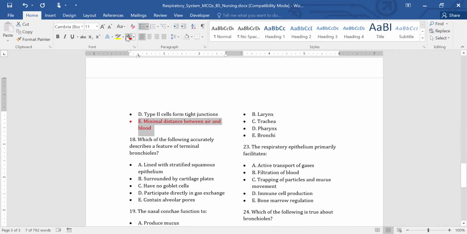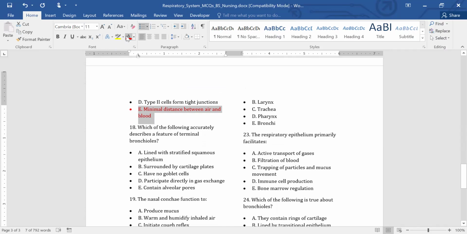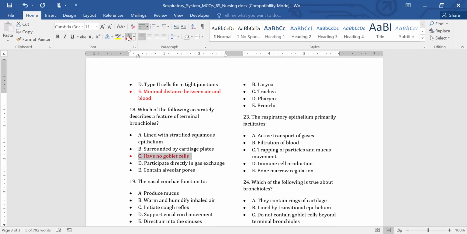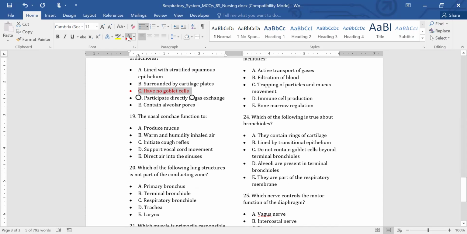Which of the following accurately describes a feature of terminal bronchiole? It is lined by stratified squamous epithelium. No. It is surrounded by cartilage plates. No. It has no goblet cells. Participate directly in gas exchange. Contain alveolar pores. So this has no goblet cells. The nasal concha functions to produce mucus, warm and humidify inhaled air, initiate cough reflex, support vocal cord movement, or direct air into sinuses. So it warms and humidifies inhaled air.